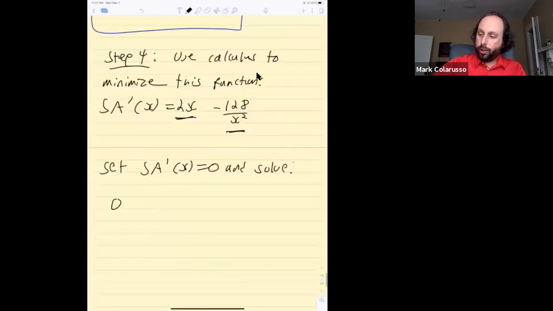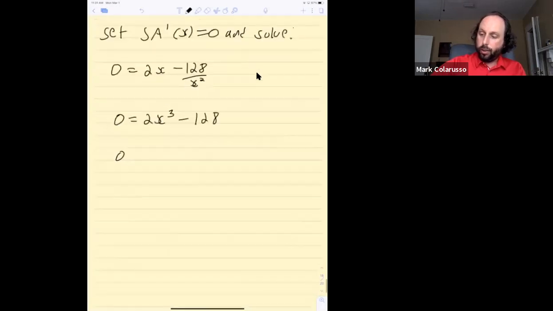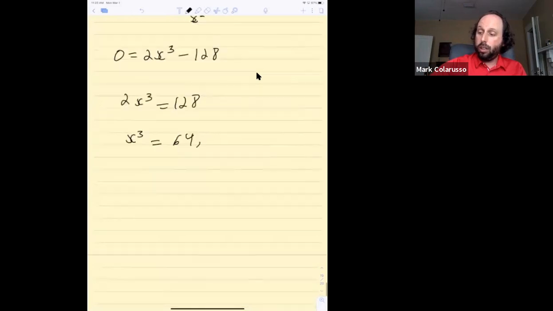So you get 0 equals 2x minus 128 over x squared. I can multiply through by x squared, and I get 0 equals 2x cubed minus 128. So 2x cubed equals 128, so x cubed equals 64. So x equals the cube root of 64.